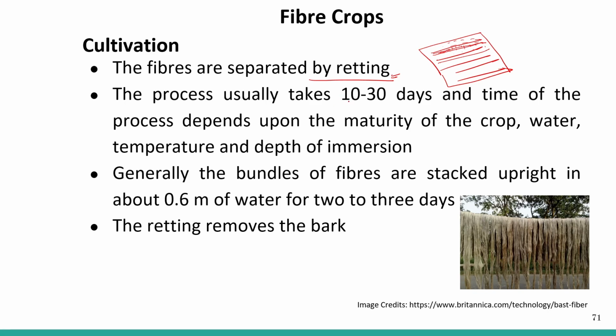The process usually takes 10 to 30 days, and the time depends upon the maturity of the crop, water, temperature and depth of immersion. So we keep the water at a particular temperature. For that there is an immersion, right? Generally the bundles of fibers are stacked upright in about 0.6 meter of water for 2 to 3 days. So the retting removes the bark. The outer bark of the stem gets removed, and we can have the fibers.